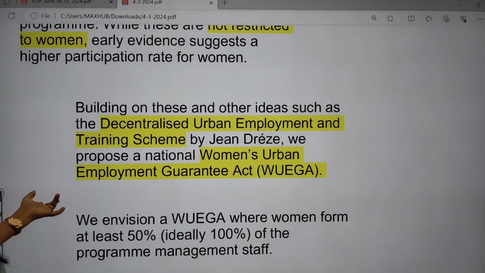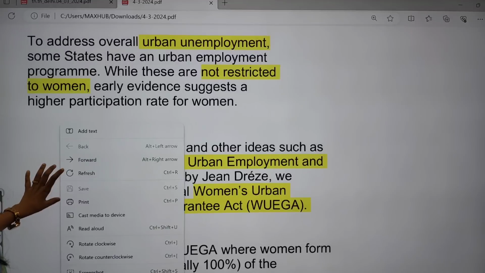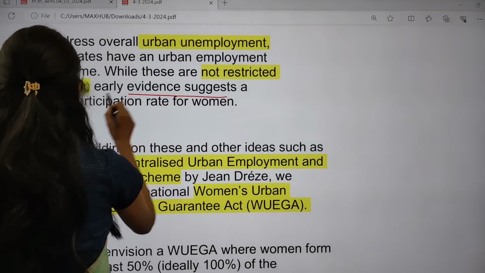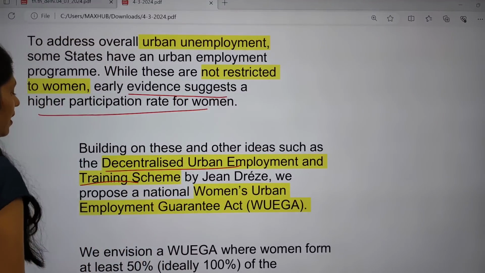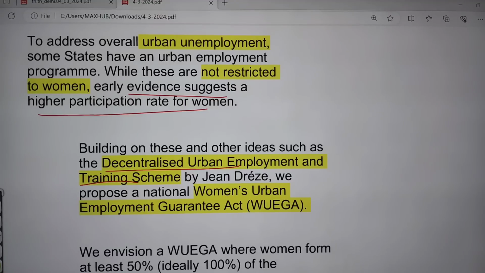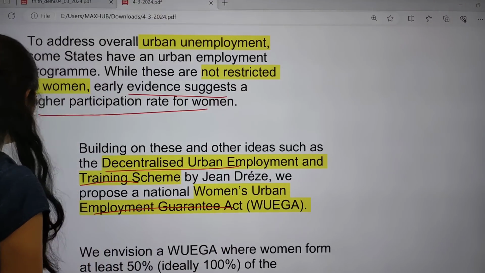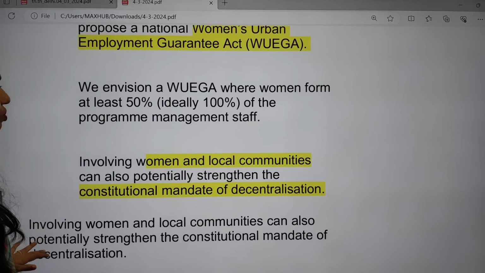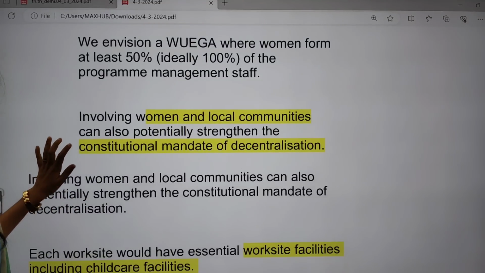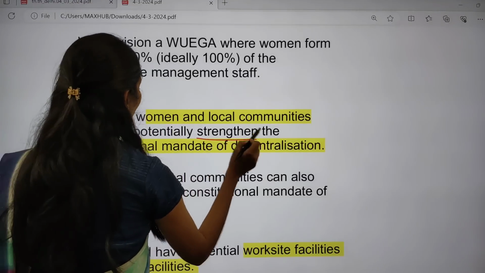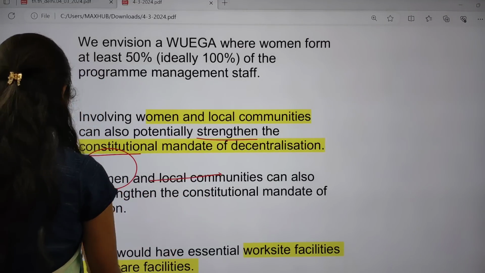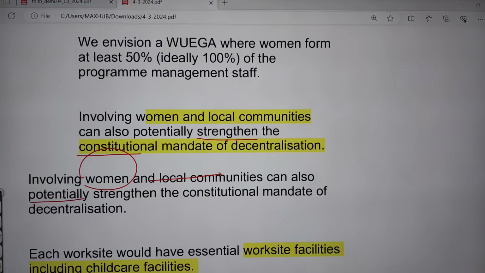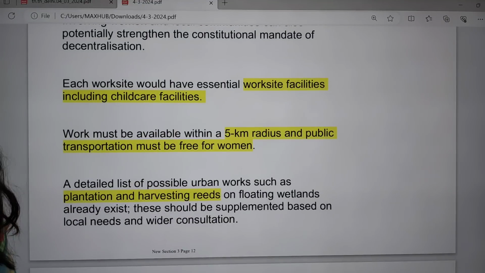To address this overall urban unemployment problem, we have to focus on things like early evidence suggesting that a higher participation rate of women is very important. We have to build ideas like a decentralized urban employment and training scheme. We can also focus on a Women Urban Employment Guarantee Act. Under this act, we have to ensure that at least 50% of the managing staff are women, and we have to involve women and local communities. That will help strengthen the constitutional mandate of decentralization. And each work site would have essential facilities, including child care facilities.